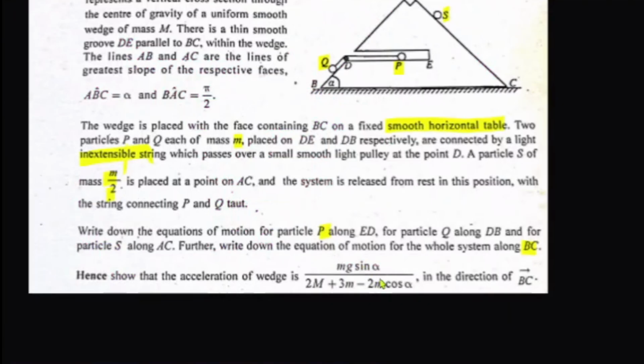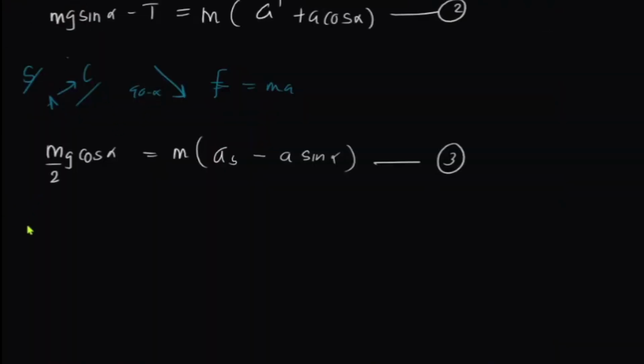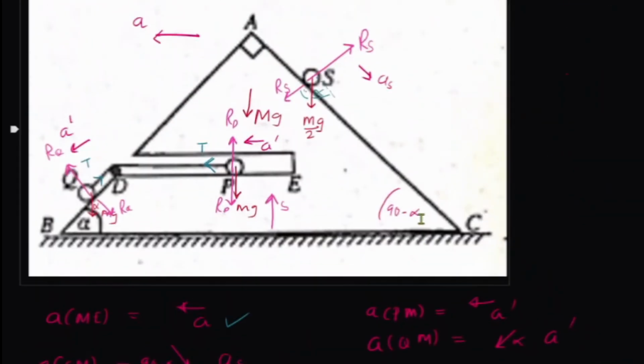So what else? And then they are asking, write down the equation of the motion for the whole system BC. You need to write down the equation of the motion for the whole system along BC. Right? Along BC. F equals ma along BC. Right? What is the acceleration?